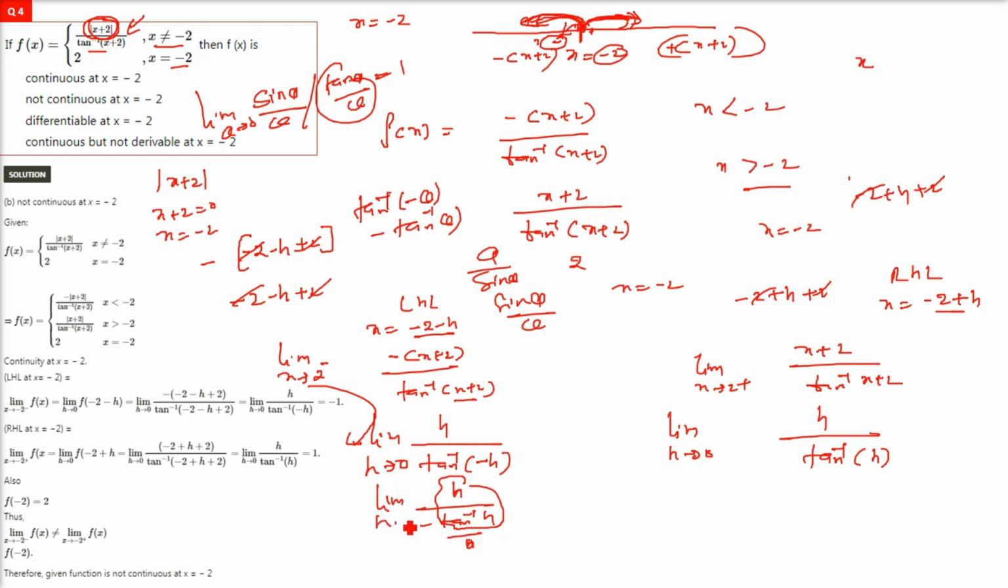So you have tan inverse h by h as 1. There was a negative because of the tan inverse minus h, so minus 1 comes. On the right, you see tan inverse h by h, same thing, tan inverse theta by theta, that is going to be 1 when theta tends to 0. So negative 1 and 1, they are not equal. That is, this function is not continuous. So when it is not continuous, why would you check for the differentiability? You won't. Okay? This function is not continuous. So just write it is not continuous at x equals to negative 2.